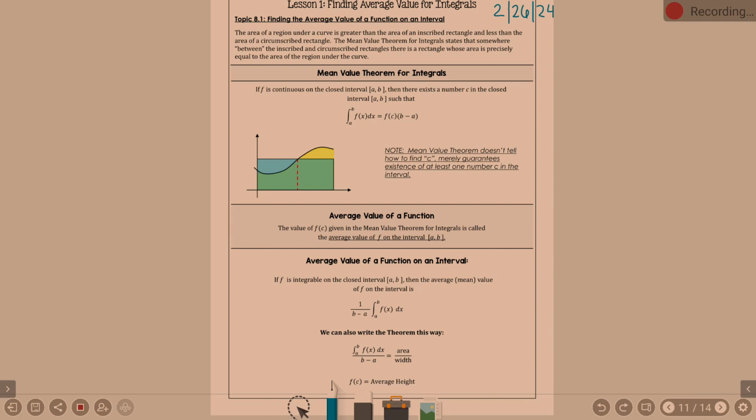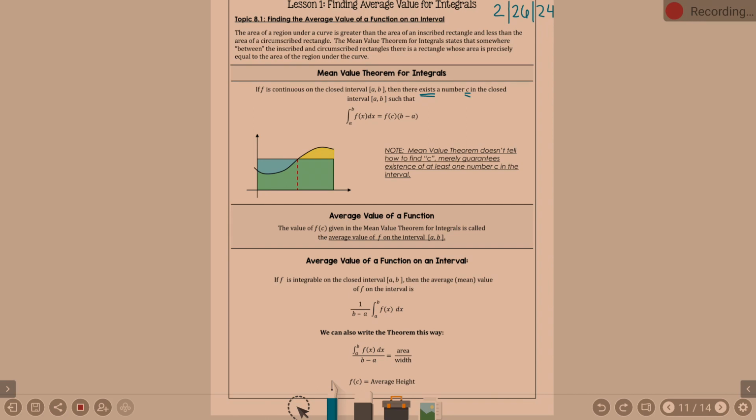The mean value theorem for integrals states that somewhere between the inscribed and circumscribed rectangles, there's a rectangle whose area is precisely equal to the area of the region under the curve. So the mean value theorem for integrals states: if f is continuous, so a continuous curve on the closed interval a to b, then there exists a number c in the closed interval such that the integral from a to b of f of x dx is equal to f of c times b minus a.